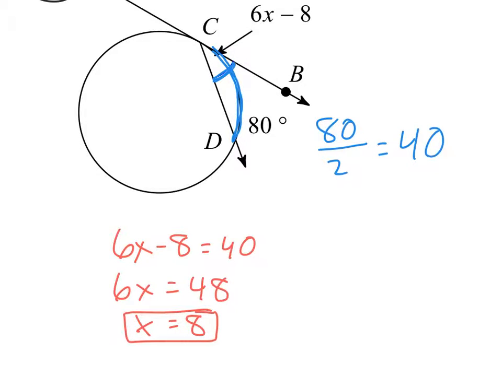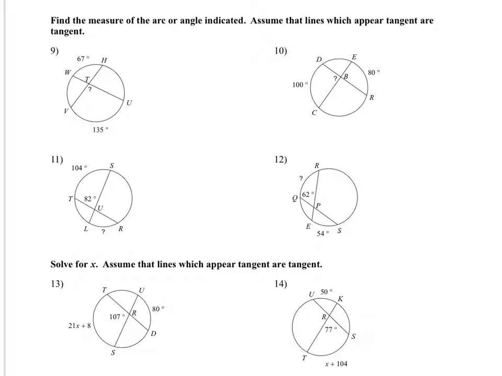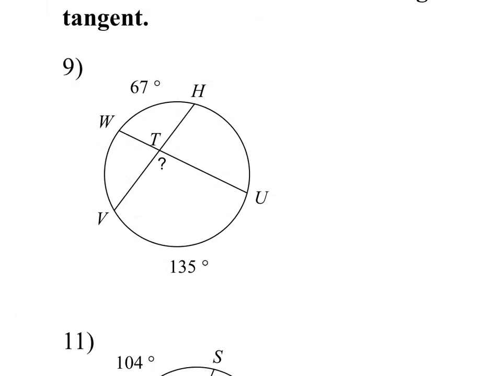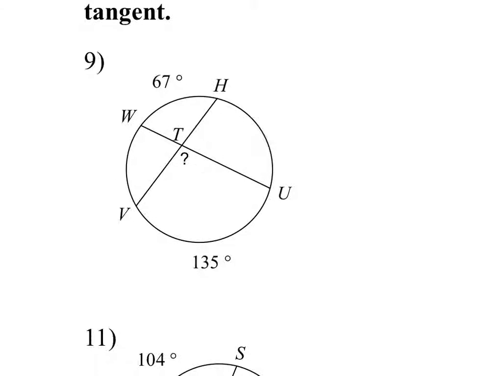Alright, flip to the back side. Couple other things going on here too. In these scenarios, we have two chords that intersect inside the circle. And what we talked about in class is that if two chords intersect, then the intersecting angles are going to be half of the sum of the two intercepted arcs.